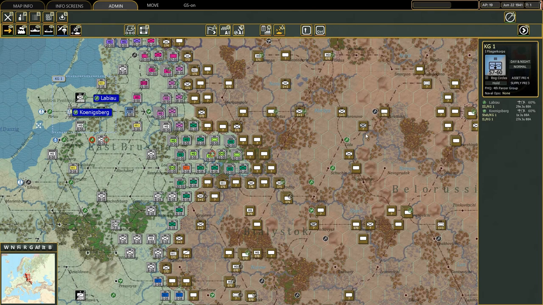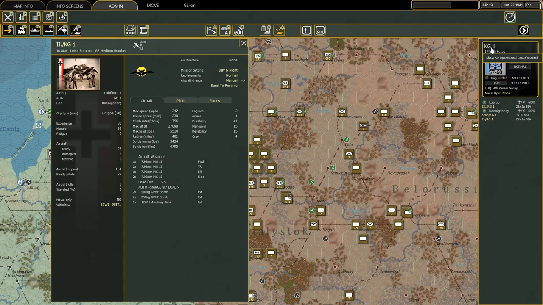allowed by the AOG, basically. And then in the left-hand side of the info box, we do have information about the Air HQ. This belongs to the Luftflotte 1. The AOG, the first Kampfgeschwader, and the location, in this case, the Königsberg Air Base. And then we have the group type and the maximum amount of planes that this group can have.